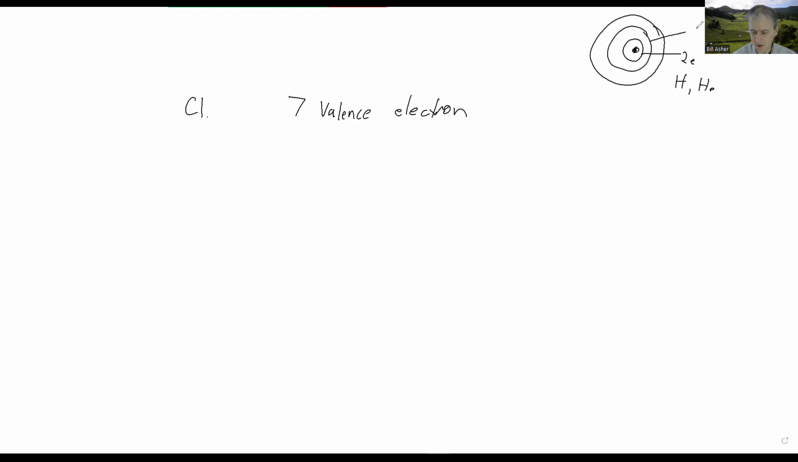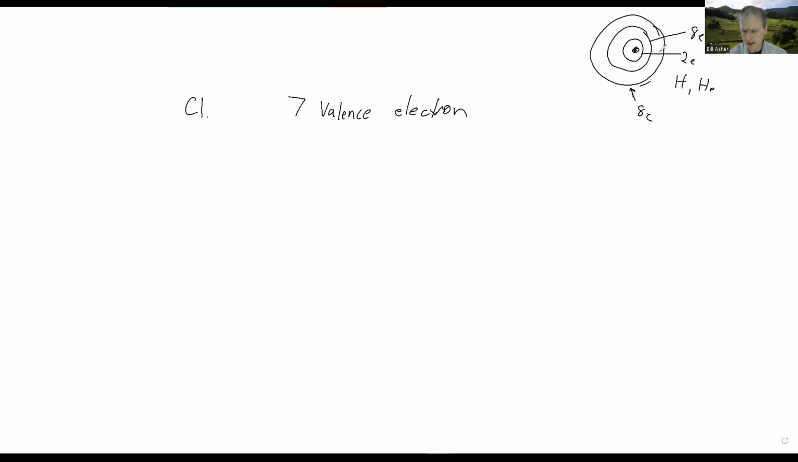In the next shell, there are 8 electrons, and so on and so forth. On the third shell, there's also 8 electrons, and then on the fourth shell, there are 18. The farther out you go, the more electrons the shells hold. But anyway, atoms want to have a completely filled outer shell. They want to lose electrons or gain electrons until they get to this filled outer shell.